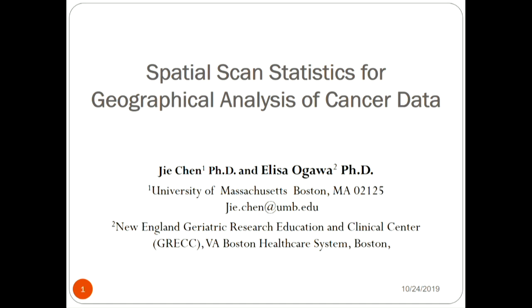I am Jay Chen from UMass Boston, and this is joint work with Elisa, a former graduate student supported by U54. This is our joint work on using spatial scan statistics for the detection of spatial clustering of breast cancer by using Massachusetts cancer registry data.